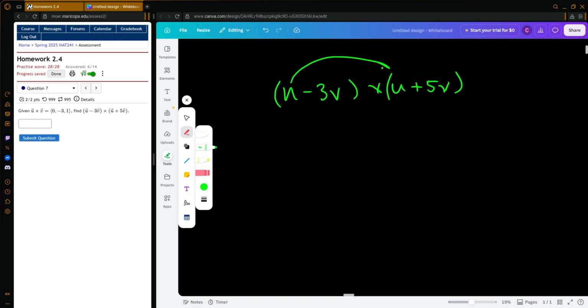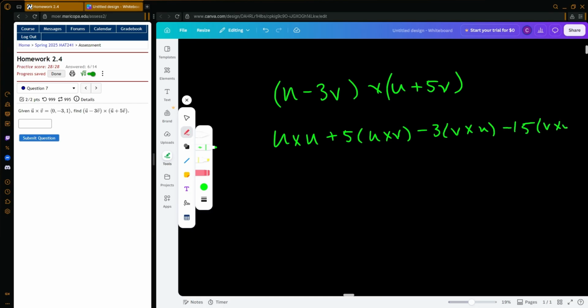So we're going to go u into u, so it's going to be u cross u. Okay, and then we're going to do u cross 5v. We're going to keep the scalar on the outside, so we'll do plus 5, and then it's a u cross v. And then here we're going to do minus 3, and then v cross u. And then we'll get minus 3 times 5 is minus 15 v cross v. Okay, so we need to know u cross u and v cross v are both equal to 0. So those are going to go away.